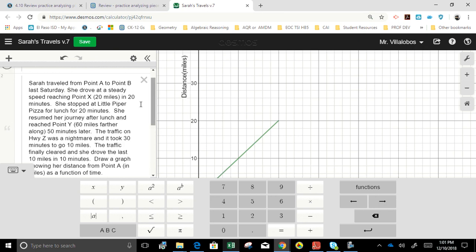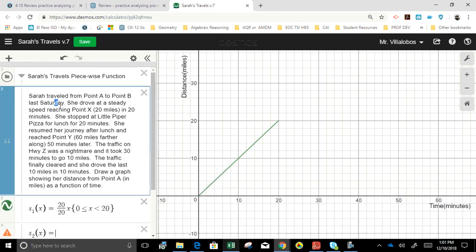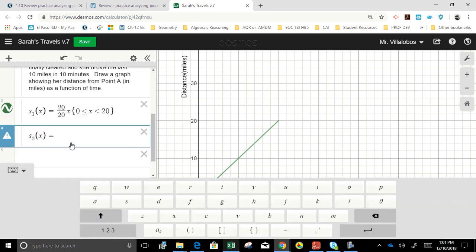Next part says, she stopped for lunch at some pizza place that I can't pronounce. Where does it say? Who would like to read this? She stopped at Little Private Pizza for lunch for 20 minutes. Okay, so what does that mean? I don't want to resume. I want to write this piece down. So what was the slope? Well, 0. She didn't go anywhere.